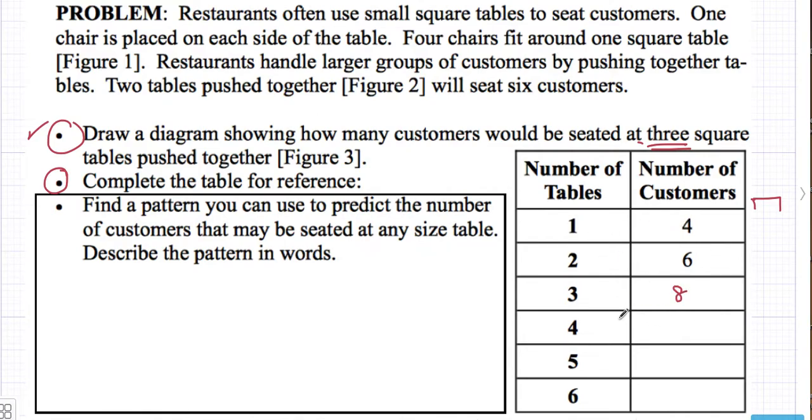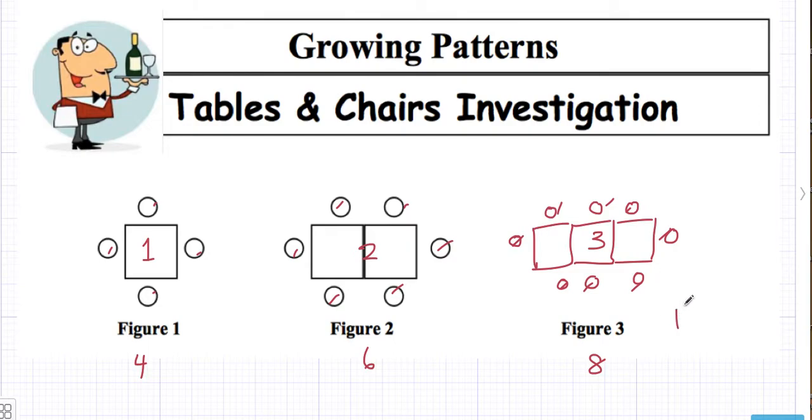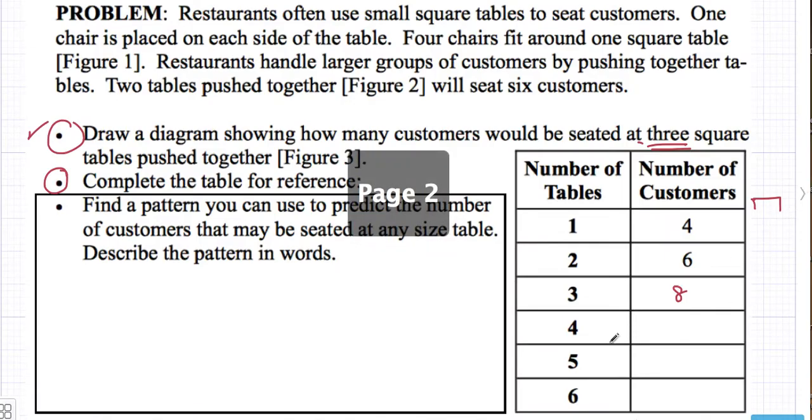Now you might like to try and draw the other one so you can see what happens. So for example, the 4 squares one, which I'll just draw down here, 1, 2, 3, 4, and put your customers around, 1 on each side and 2 on the end. You can see we have 4, 8, 9, 10. So with 4 square tables, we have 10 customers. Now some of you can probably start to see the pattern. The pattern is it's going up in 2s. 4, 6, 8, 10. So we can figure out that it will be 12 and 14.